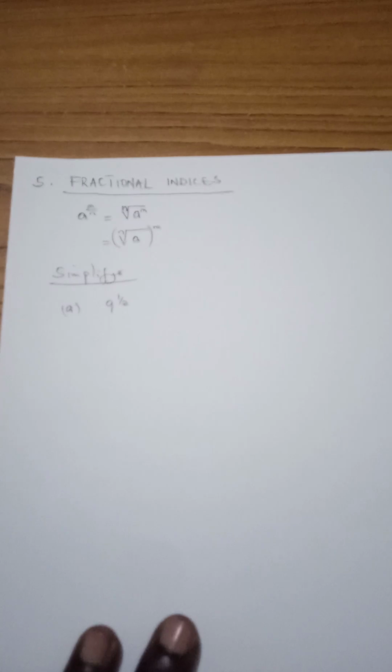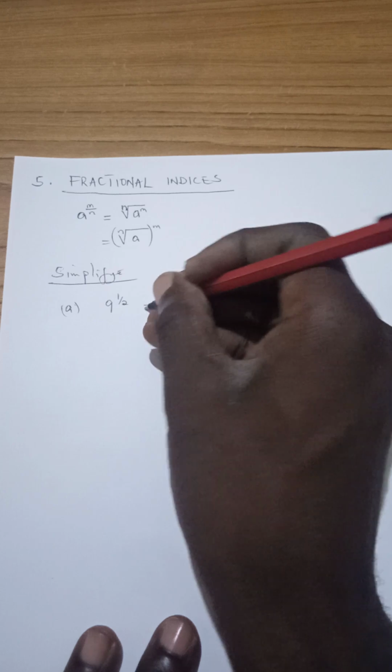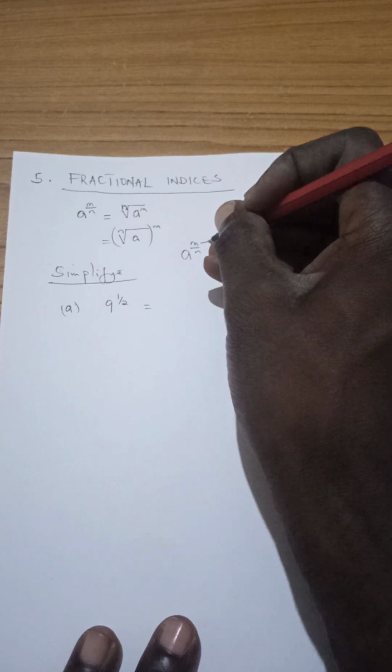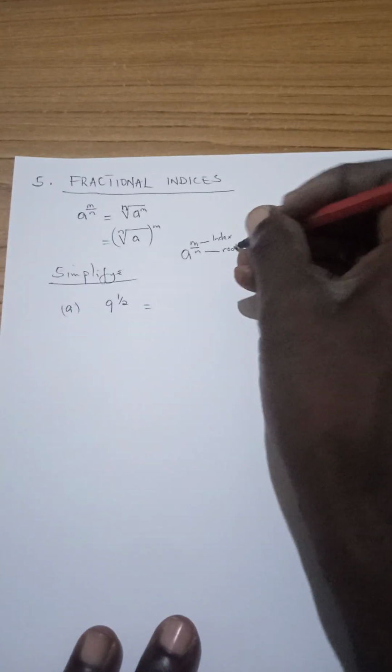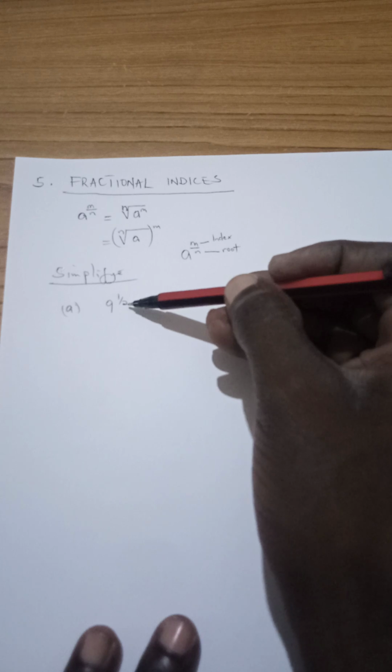So this is the interpretation. Let's say we consider a few questions. Let's say simplify, and maybe to begin with, let's say we have 9 power 1 over 2. So the 1 over 2 is actually a fractional index. So to evaluate this one, considering what I said, a power m over n, where this one will represent an index or an exponent, then this one will represent the root of that number. So in this case, the index will be 1 and then the root will be 2.